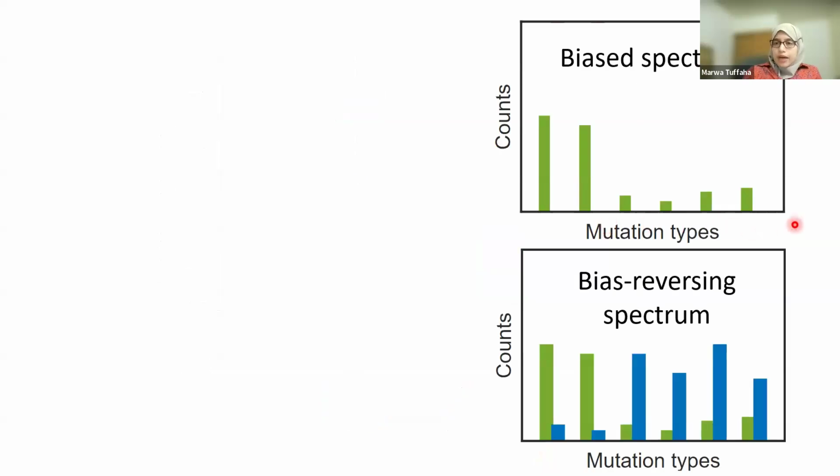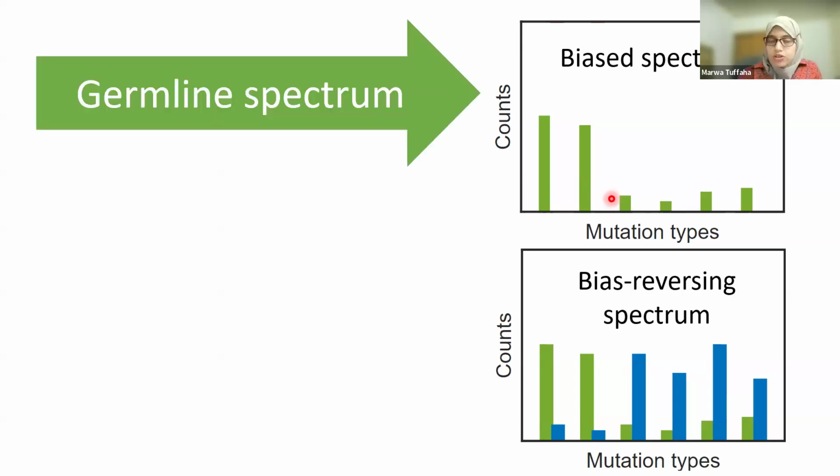So now we want to test the biases and the changes in the biases. But the question is, what kind of spectrum are we comparing with? If we want to test whether the cancer spectrum is reversing a bias, then what bias are we comparing with? The answer is the germline spectrum. We consider germline the basic kind of cell, the first human cell that all other cells come from.